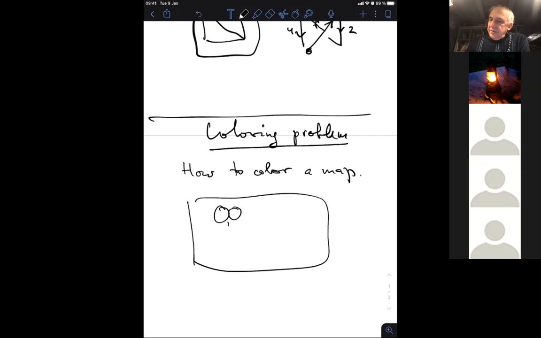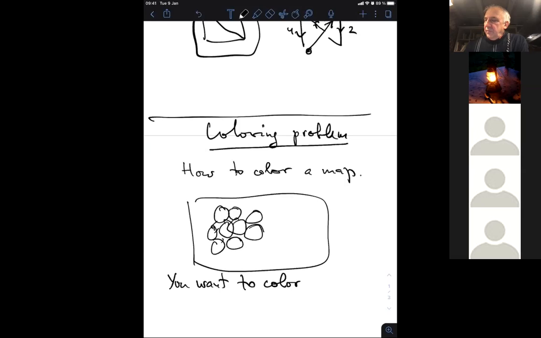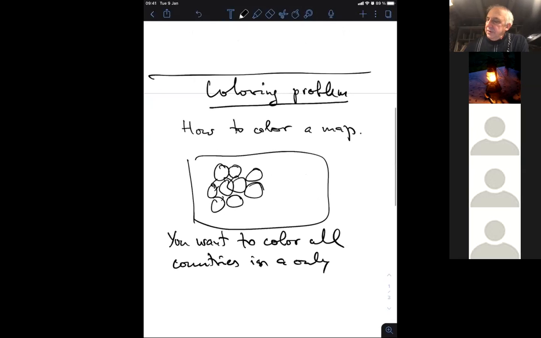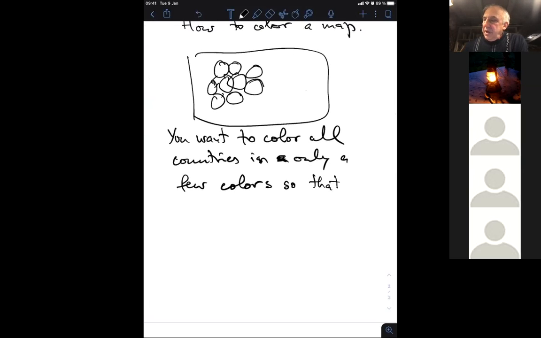So you have a map with different countries, and what you want, forgive me for my very bad drawing, so assume that you have a geographical atlas with different countries there, and what you want is to color all countries in only a few colors, so that neighboring countries have different colors.